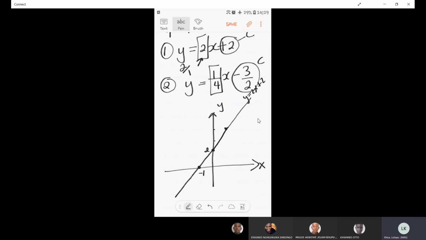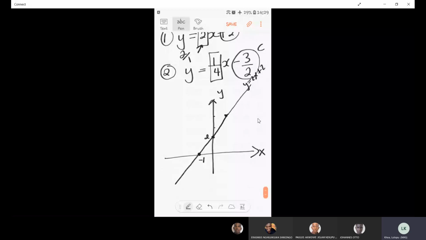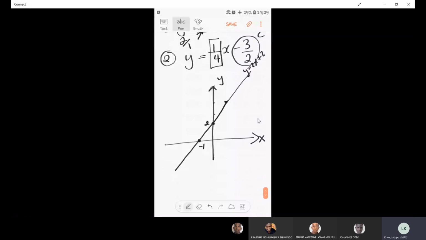Then I do the same thing with the second line. My value of c is negative 3 over 2, which is negative 1.5, so that's somewhere here. And then the gradient is 1 over 4. So I will move 1 unit up and then 4 units to the right. From negative 1.5 I end up at negative a half, and then I move 4 units to the right: 1, 2, 3, 4.